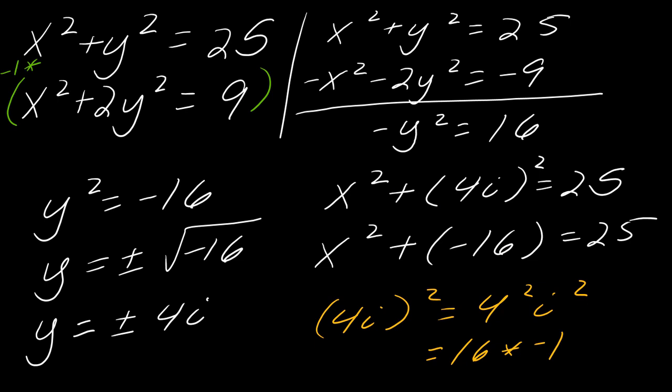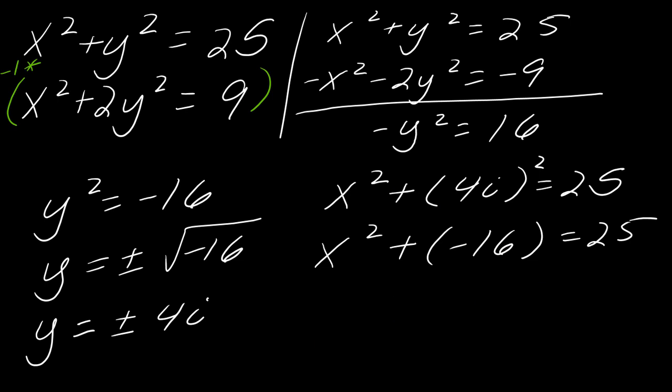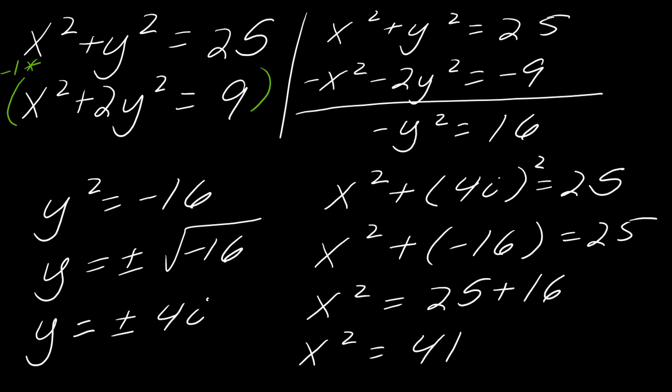Okay, so now let me just clear some space. And let's do x squared equals 25 plus 16. So that's x squared equals 41. Now when I use the square root property, this is going to be x equals plus or minus the square root of 41. So that was the case for when I had positive 4i.